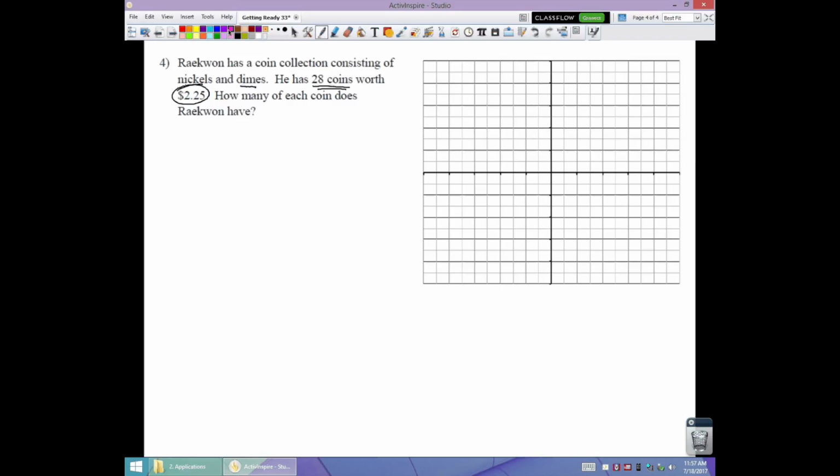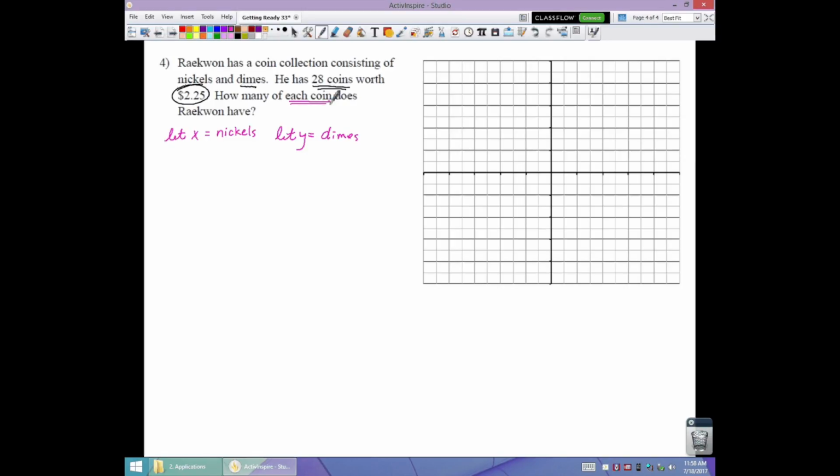That means I have two unknowns. I have to write two let statements for X and Y. My two unknowns are number of nickels and number of dimes. And I need both because how many of each coin?